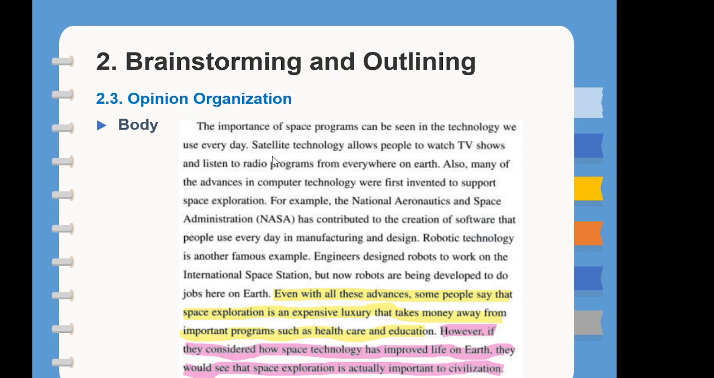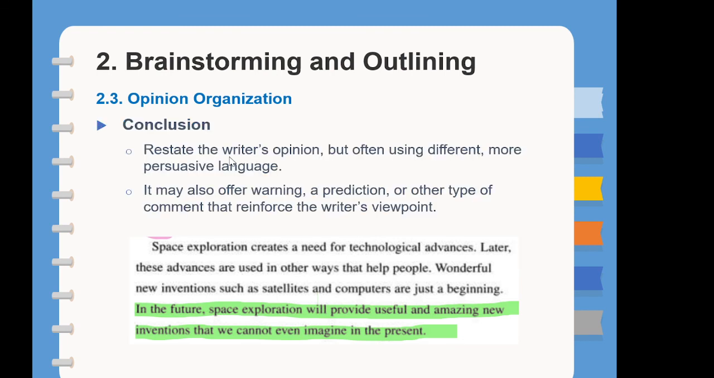And the last part of the organization is the conclusion. In the conclusion of an opinion essay, you just restate the writer's opinion, but often using different or more persuasive language. Try to paraphrase your opinion.